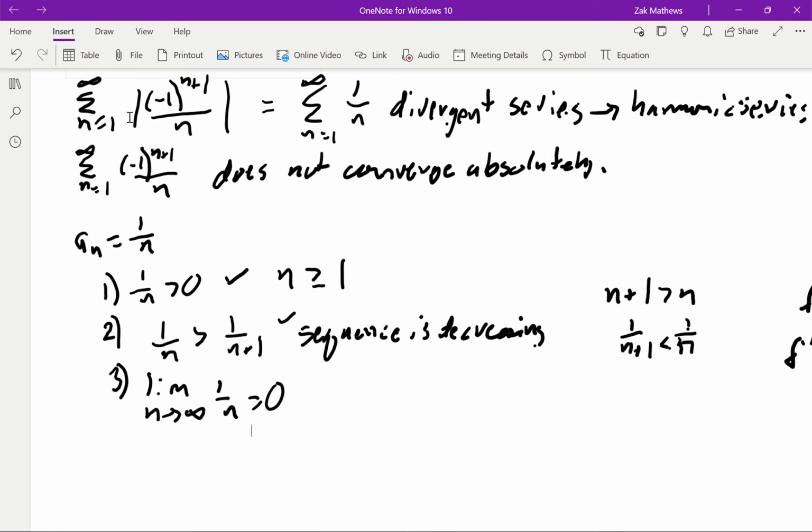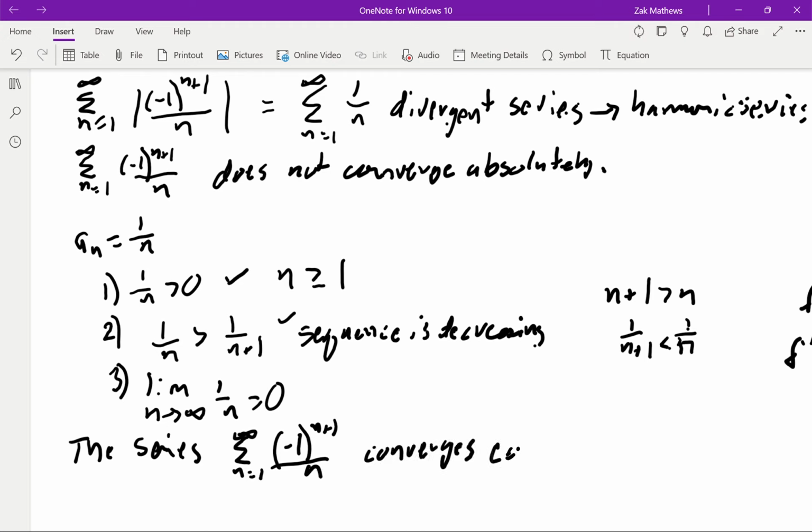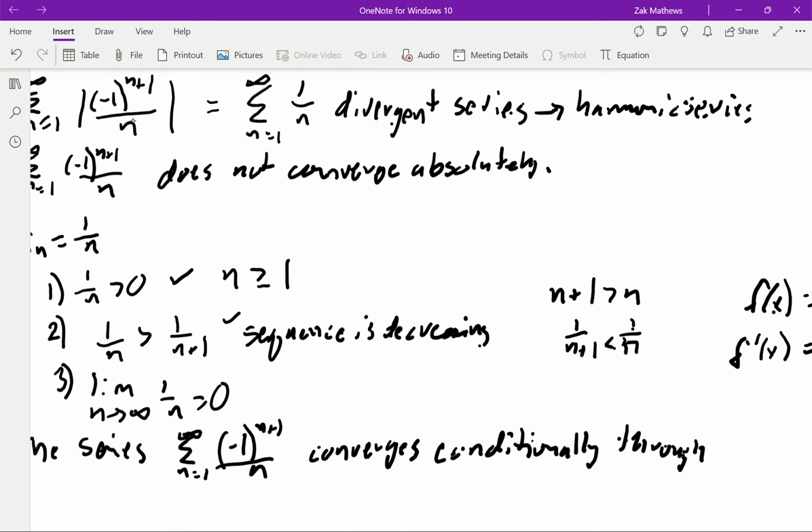And so the series n equals 1 to infinity of negative 1 to the n plus 1 over n converges conditionally through the alternating series test. And you can abbreviate the alternating series test AST.